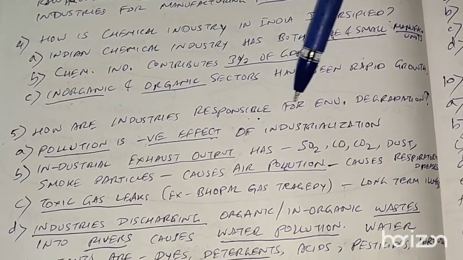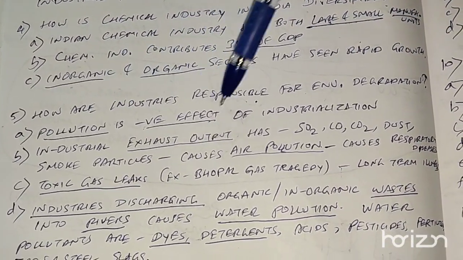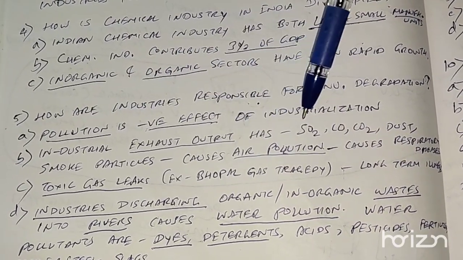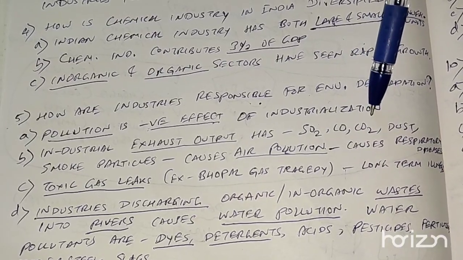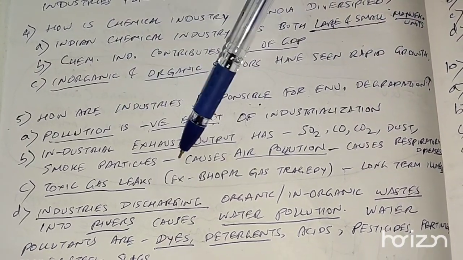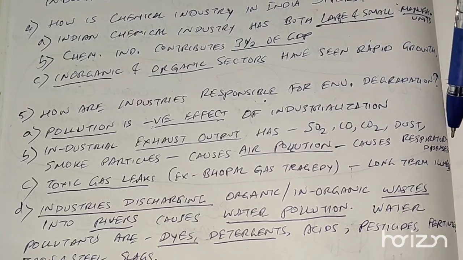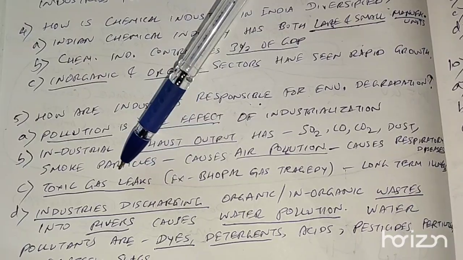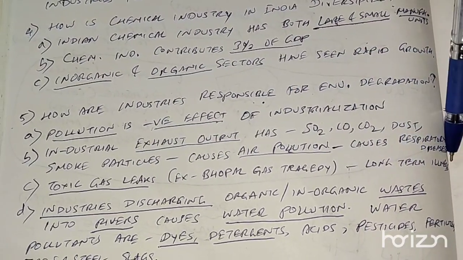How are industries responsible for environmental degradation? Pollution is the negative effect of industrialization. Industrial exhaust has SO2, sulfur dioxide, CO, carbon monoxide, CO2, carbon dioxide, dust, and smoke particles, and this causes air pollution and respiratory diseases. That is the problem. Toxic gas leaks, for example the Bhopal gas tragedy, have long term illness effects.